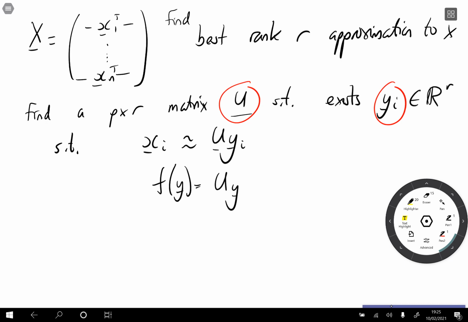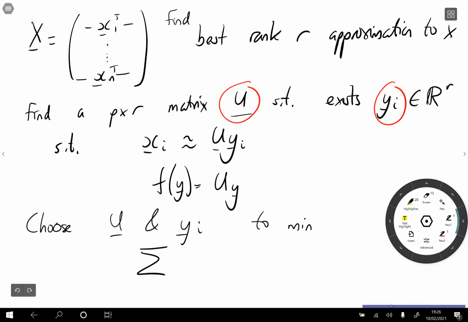So how can we choose the u's and y's? Well, one way to do it is to choose U and yi to minimize the sum of squared error. So to minimize the difference between xi and U yi squared. So we're using Euclidean distance, where I put the 2 there, and we'll use the square of it. Okay, so this is the sum of squared errors.